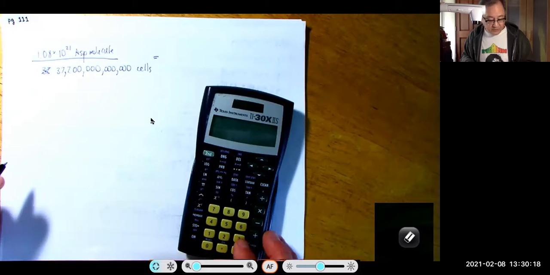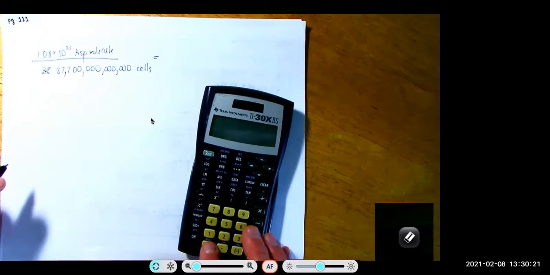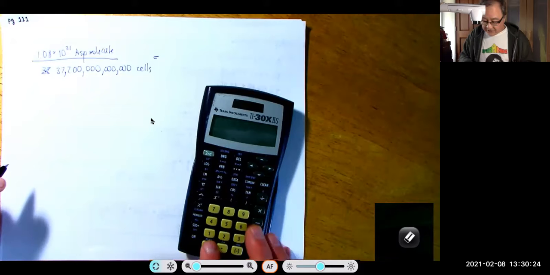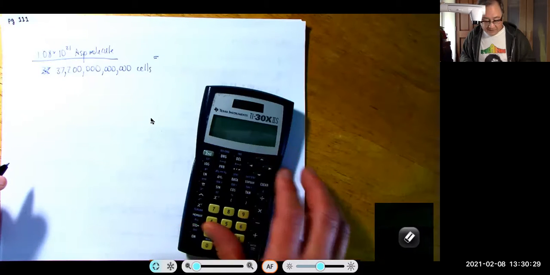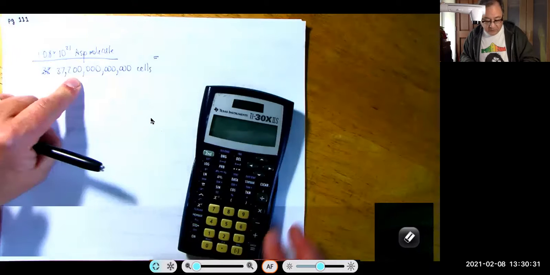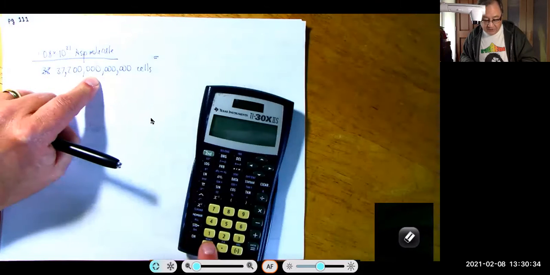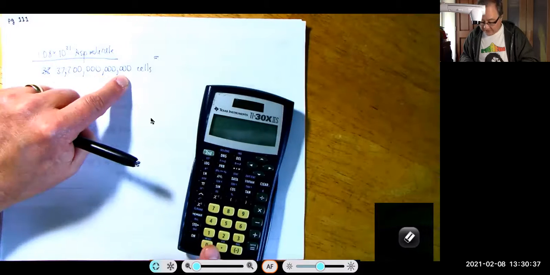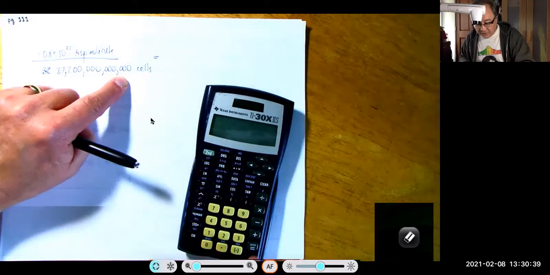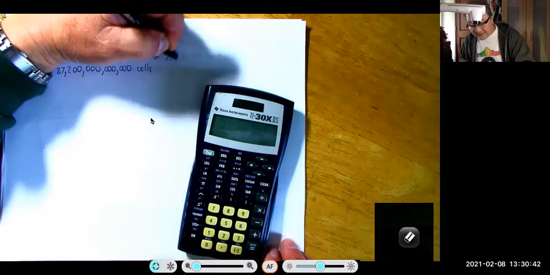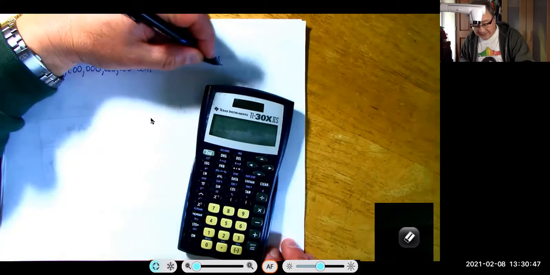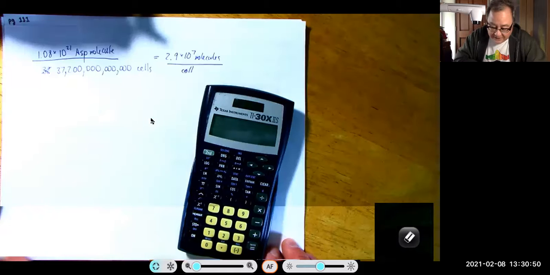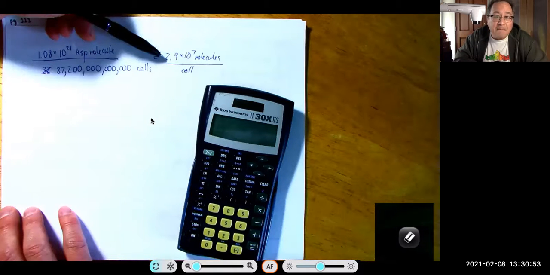Okay, so that comes out to 2.9 times 10 to the 7 molecules per cell, and that number is 29 million aspirin molecules per cell.